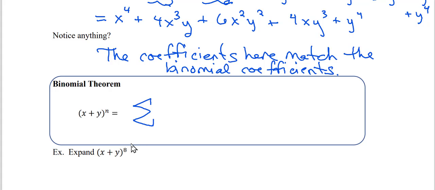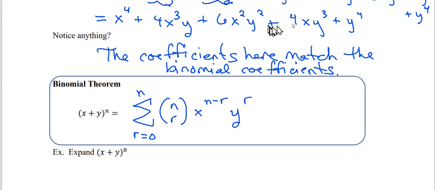Starting with r equals 0, going up to r equals n, that's how many terms we will have, we are going to do this binomial coefficient, x to the n minus r, y to the r power. Let's talk about what this means. This binomial coefficient gets us the coefficient that we need. The sigma is the adding, right? That's this guy right here, the plus, plus, plus, plus, okay?